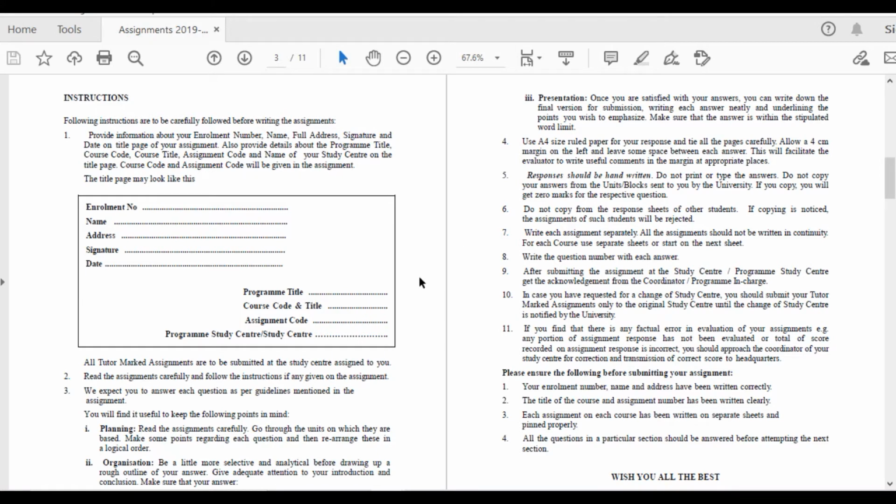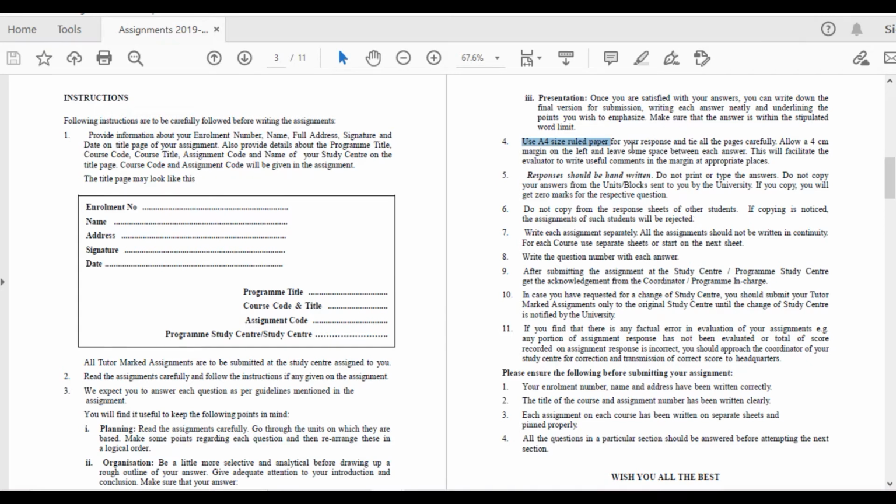It's a separate video. So third, we go to the presentation. That's what I was talking about. The presentation matters. And many people have asked which sheet we write on. That's the A4 size ruled paper. It's not a blank sheet, it's a ruled paper.